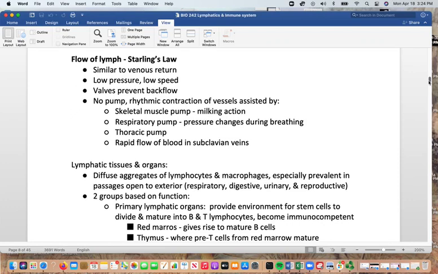So what you're going to have to rely on is the skeletal muscle pump, the respiratory pump, and the thoracic pump. The heart isn't going to do it this time. So the skeletal muscle pump is going to work similar with the milking action. Same thing with the respiratory pump, with having the lungs expand during breathing for your thoracic pump. And then you'll have rapid flow of blood in the subclavian veins.